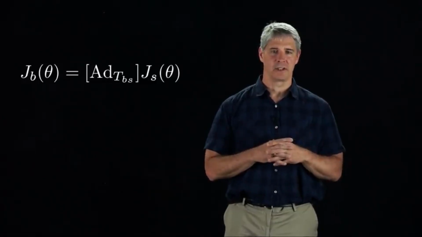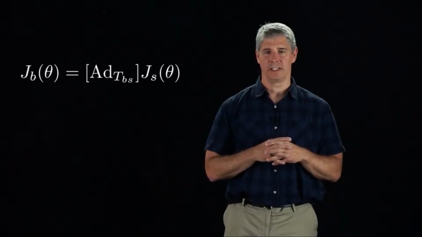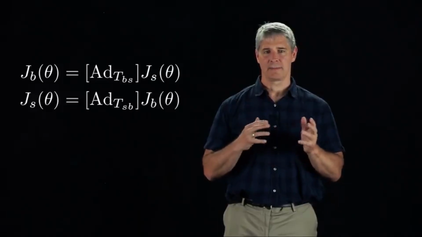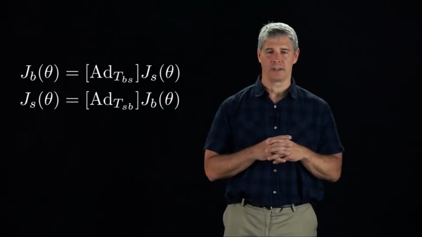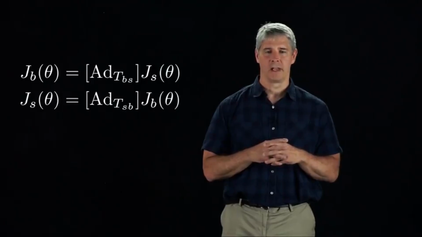Since each column of a Jacobian is a twist, we can use our rule for representing a twist in a different frame to translate between the space Jacobian JS and the body Jacobian JB. JB is obtained from JS by the matrix adjoint of T_BS, and JS is obtained from JB by the matrix adjoint of T_SB. In the next video, we'll see that the Jacobian is used not only to convert joint velocities to end-effector twists, but also to understand how end-effector wrenches are related to torques and forces at the joints.